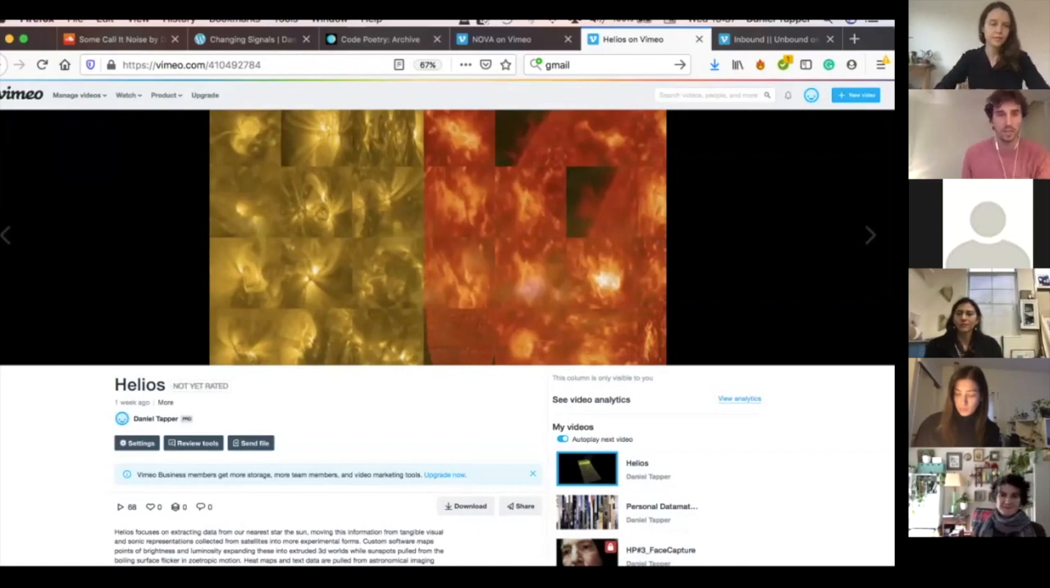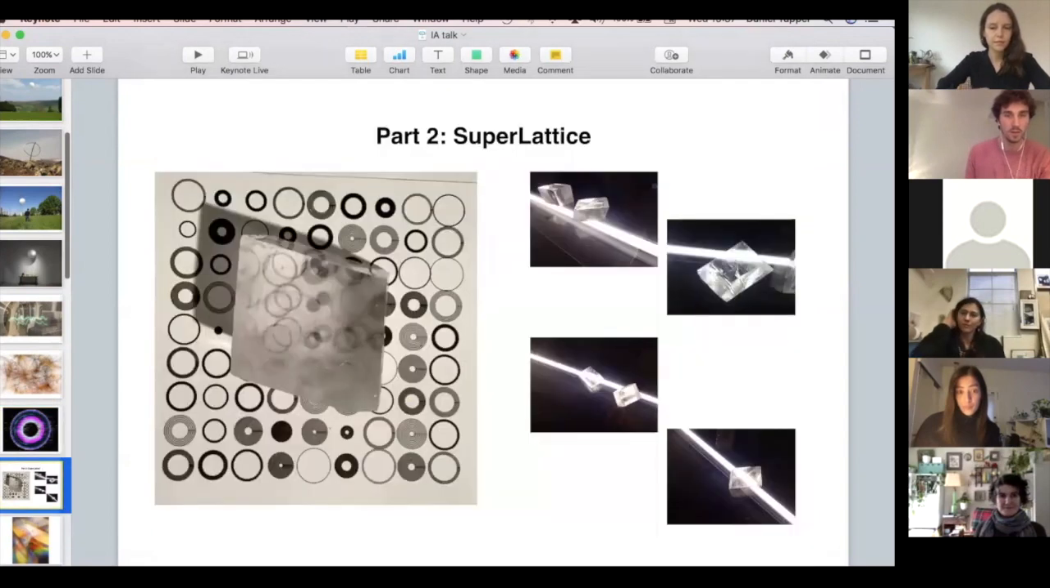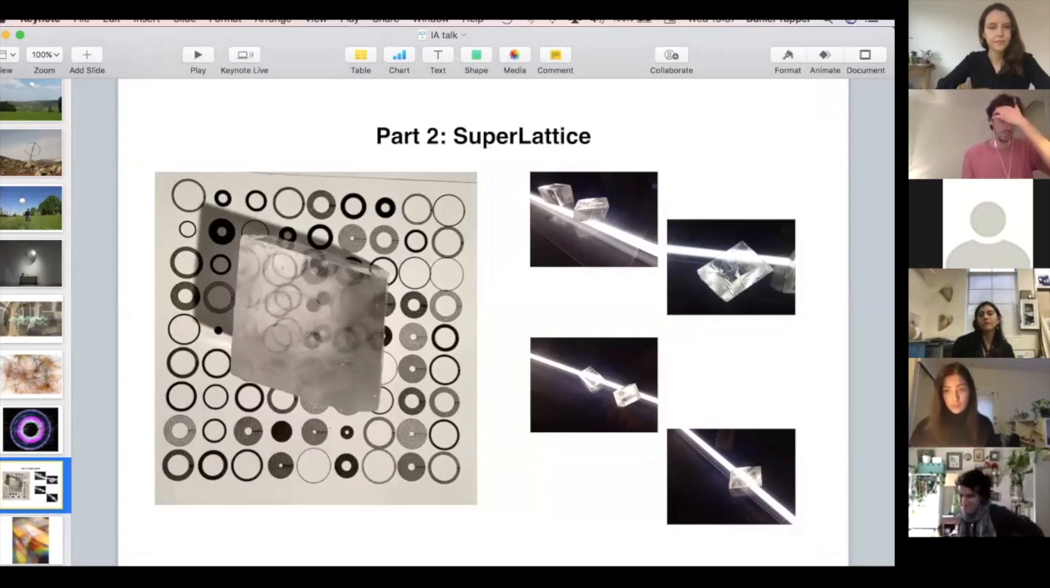But at this point, I'm going to move on a little bit to some of my more current work. This is the section 2 area, and it's called SuperLattice. The work I've been doing over the last year to 2 years has really been thinking about how I consolidate some of the work of information I've been doing.